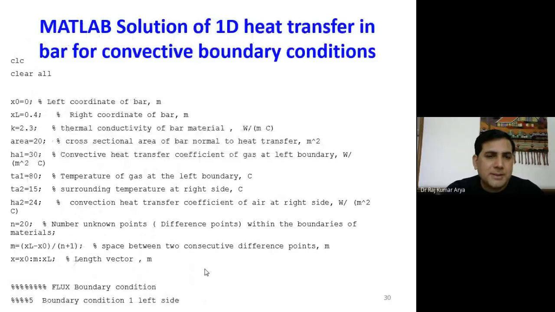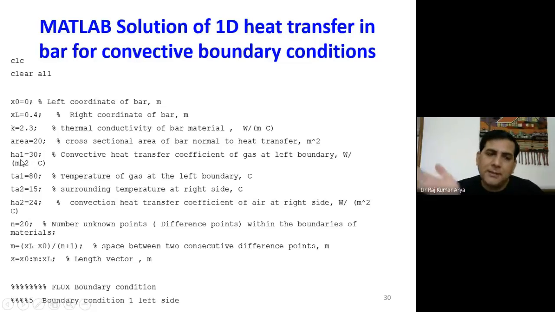Now, I wrote the code first. We have the problem statement later on here. So I changed it slightly here. Your x is 0.5. Thermal conductivity, I have taken 2.3 here. Area is 20.